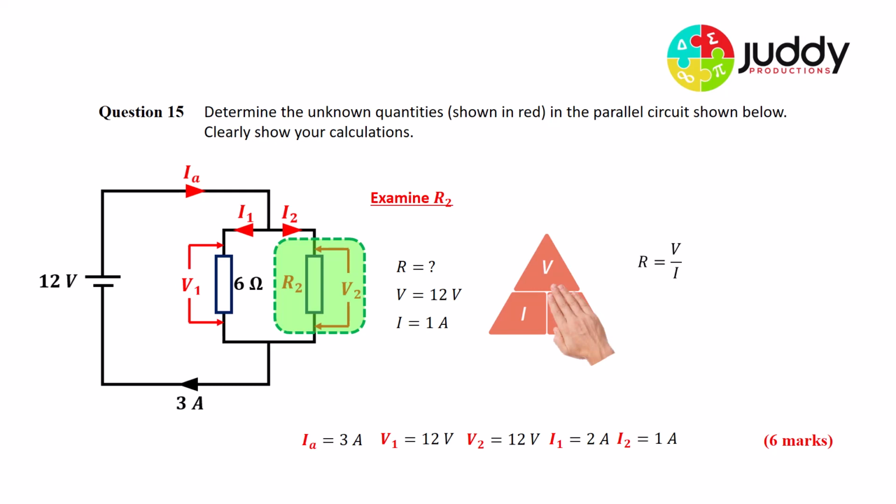For this particular branch and this component R2, we've got a voltage of 12 and a current of 1. Divide that through, that gives us a resistance of 12 ohms. So our final calculation for this particular practice test was the second resistor R2 was equal to 12 ohms.